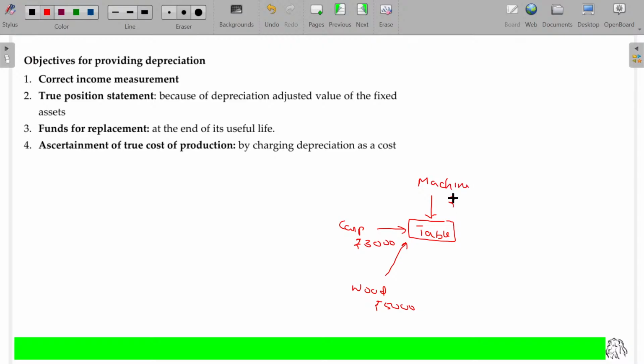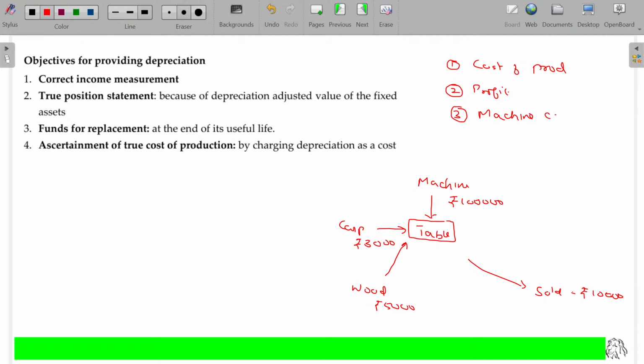We purchase the machine, the value of the machine being 1 lakh. The table is finally sold for rupees 10,000. Come on, tell me. Number one, what is the cost of production of the table? Second, find out the profit. Third, what about the value of the machine, the machine cost? Clear? If I ask you these three questions from the given details, unless you understand depreciation, you cannot get the answer properly.